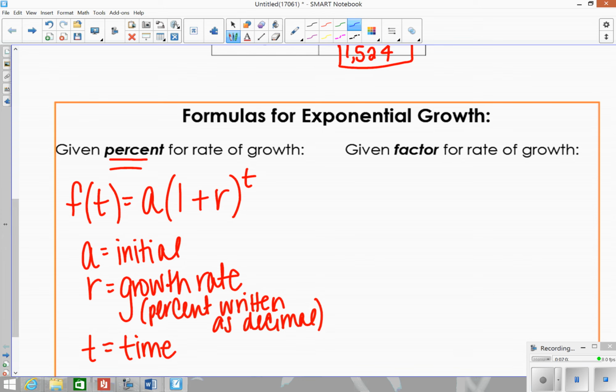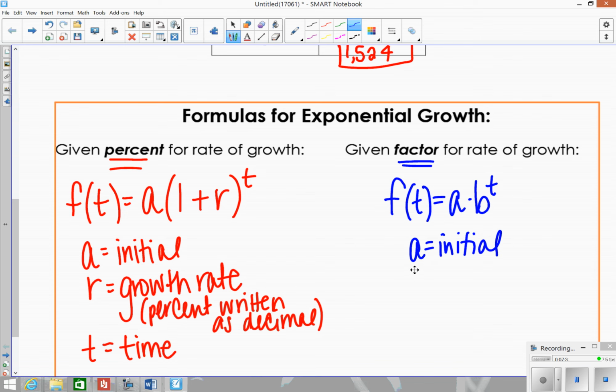We also have when you have a factor, like double, triple, something like that. This one is really easy to remember because it's exactly the same as the decay formula. The only difference is B: if it's growing, if you remember from the first day, growing means it's going to be greater than 1. Decaying means that the B value will be between 0 and 1. So same variables here. A is going to be the initial, and B is going to be the growth factor. That'll be a number bigger than 1, and then T is going to equal the time.